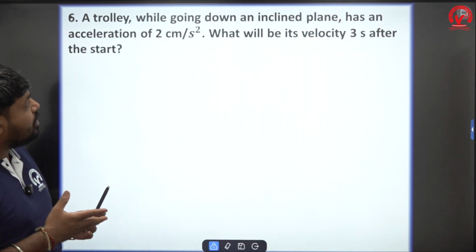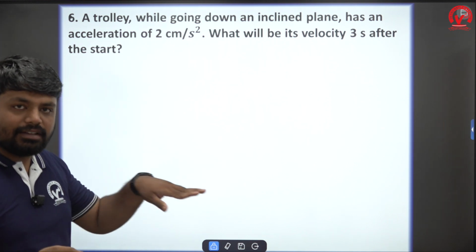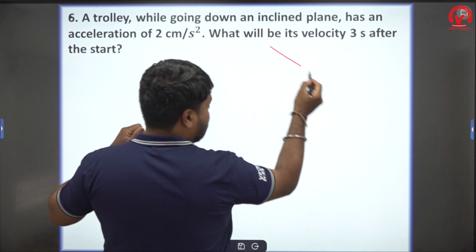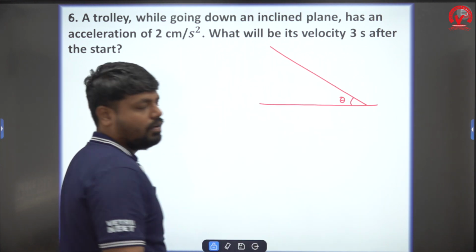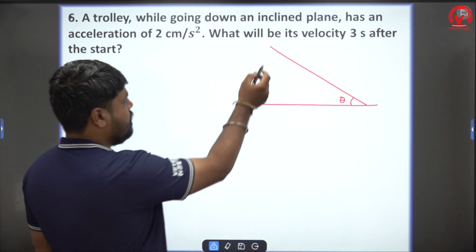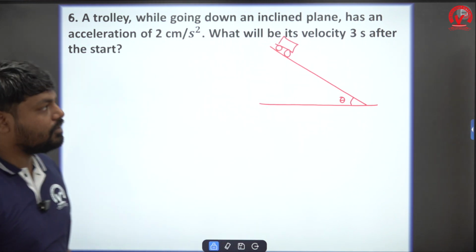Yes. A trolley going down an inclined plane. So it is not on a straight plane. Inclined plane means it has some slope. This is the inclined plane. So a trolley is moving on an inclined plane, and this is the question.